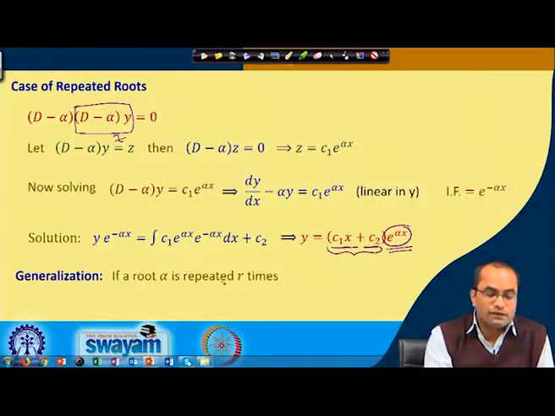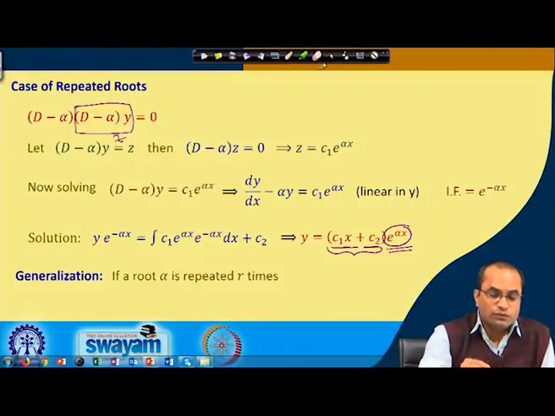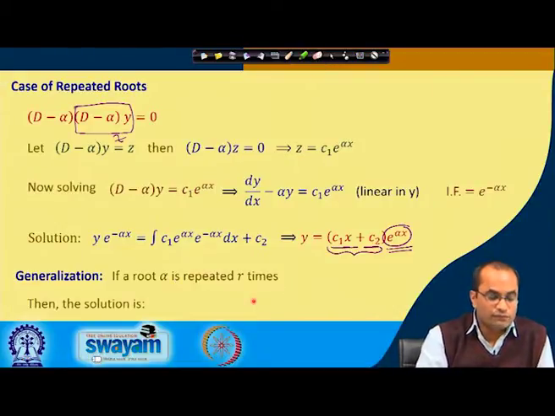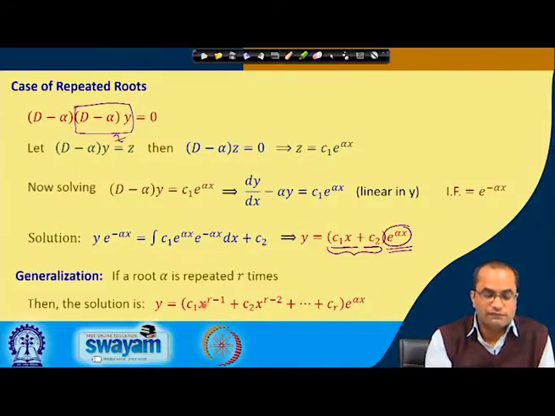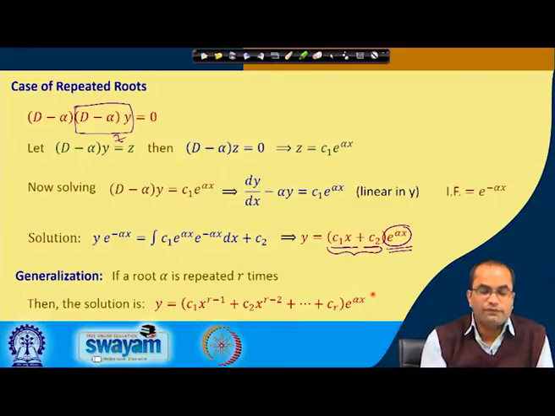Now, if the root is repeated r times, the solution follows exactly from here. This was 2 times repeated, so we got a linear term. If we have an r times repeated root, we will get an r minus 1th degree polynomial: c 1 x power r minus 1, plus c 2 x power r minus 2 and so on, plus c r, times e power alpha x. So, if the alpha root is repeated r times, then we will get the solution in this form.